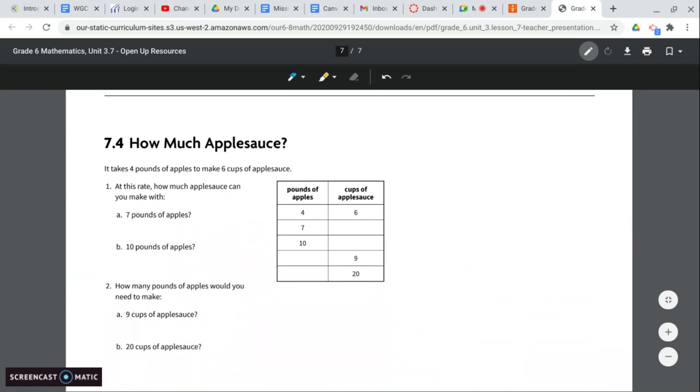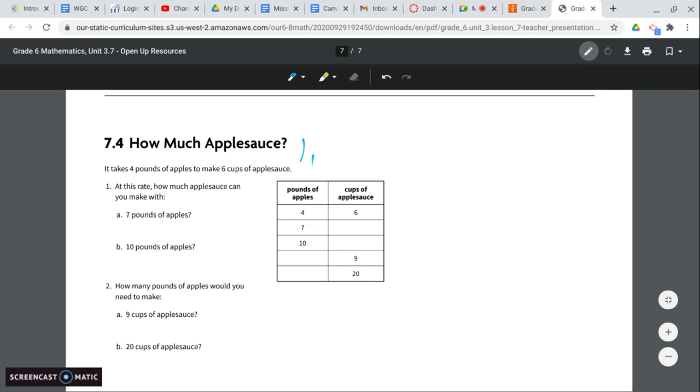All right, how much applesauce? So it takes 4 pounds of apples to make 6 cups of applesauce. At this rate, how much applesauce can you make with 7 pounds of apples, 10 pounds of apples? So what we need to find here is the unit rate. So we want to find, since we're looking at pounds of apples, we're going to divide both sides by 4 to get the unit rate for apples, what 1 pound of apples will give you in terms of applesauce.